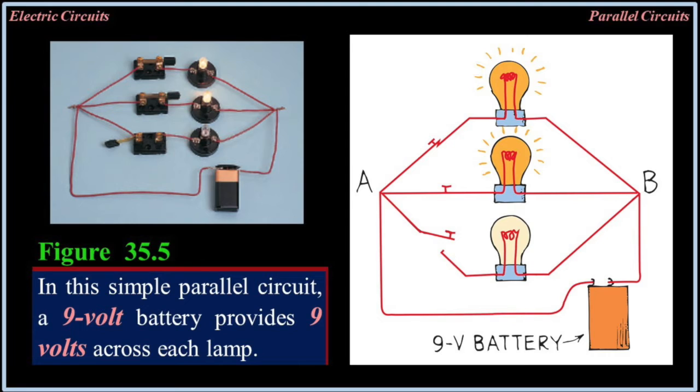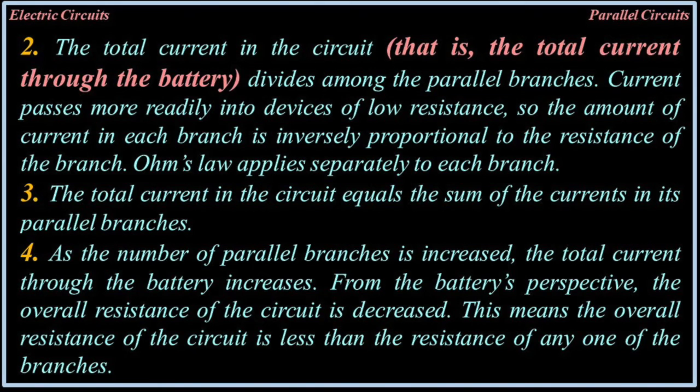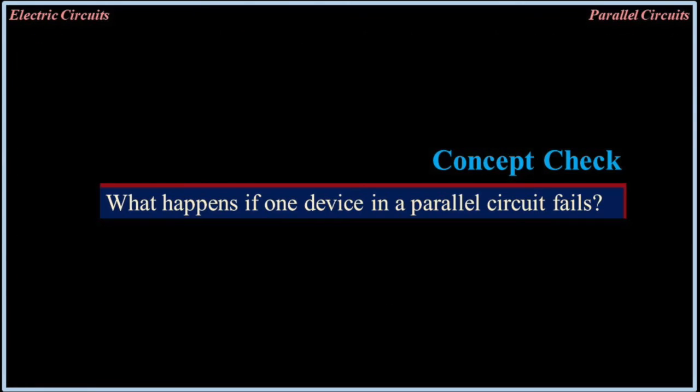3. The total current in the circuit equals the sum of the currents in its parallel branches. 4. As the number of parallel branches is increased, the total current through the battery increases. From the battery's perspective, the overall resistance of the circuit is decreased. This means the overall resistance of the circuit is less than the resistance of any one of its branches. Concept check. What happens if one device in a parallel circuit fails?